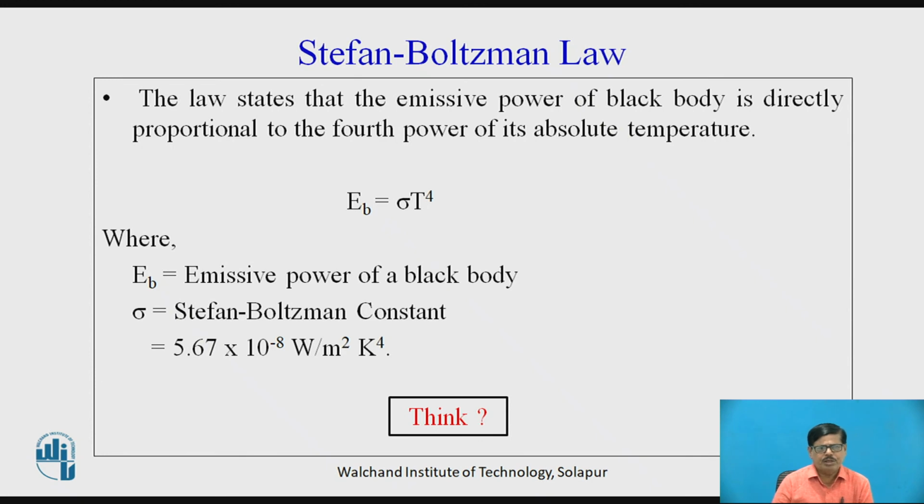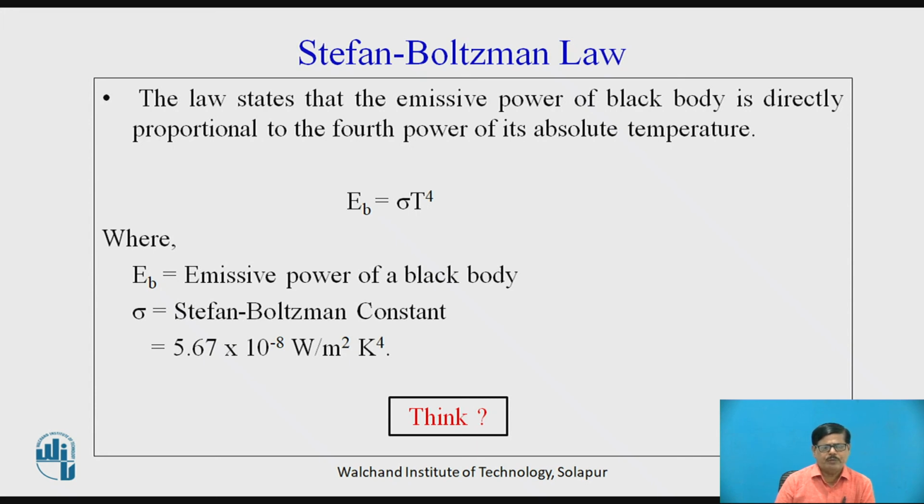Now let us see the Stefan-Boltzmann law, the basic law of radiation. This law states that the emissive power of a black body is directly proportional to the fourth power of its absolute temperature. And when you remove the proportionality sign, we get Eb equals sigma T raised to 4, where Eb is the emissive power of the black body and sigma is the Stefan-Boltzmann constant, whose value is 5.67 times 10 to the power minus 8 watt per meter square Kelvin raised to 4.